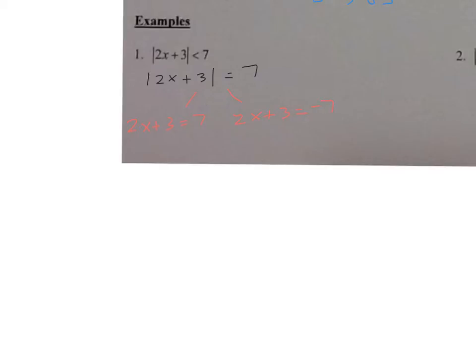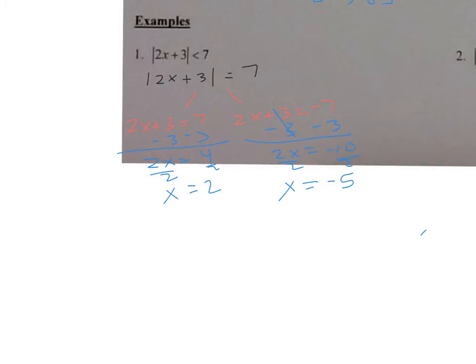Now you're going to solve. Subtract 3, 2x is equal to 4. Divide by 2, x is equal to 2. And on the right side, subtract 3, 2x is equal to -10. Divide by 2, x is equal to -5.